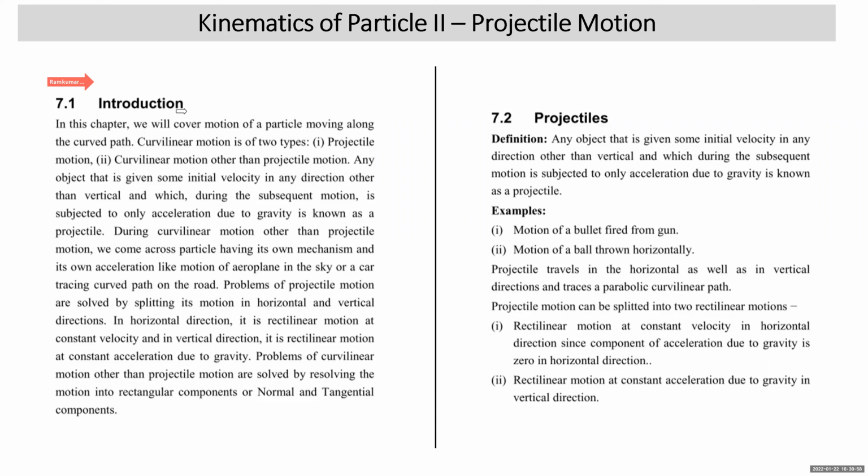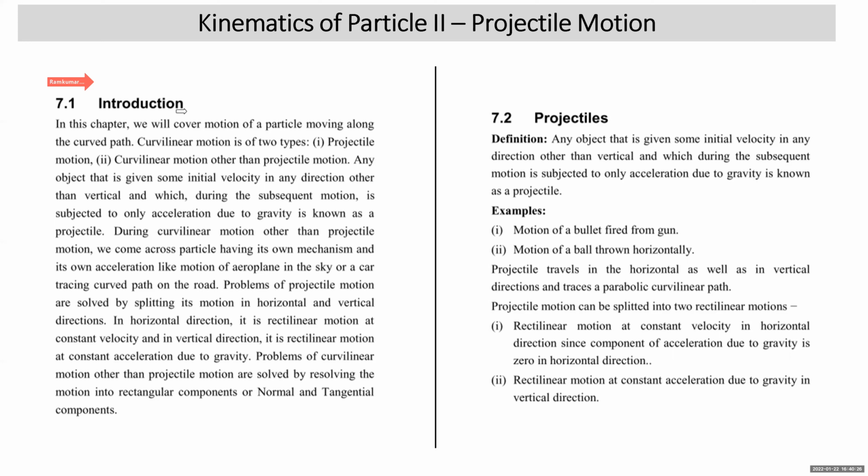How do we define the projectile motion? Any object that is given initial velocity in any direction other than vertical, and then the subsequent motion is under the influence of gravity, is called projectile motion. Examples: you have a ball, throw it in any direction other than vertical, throw it horizontally, right? Throw it at any angle of elevation, or the motion of the bullet fired from the gun. So all these are examples of the projectile.